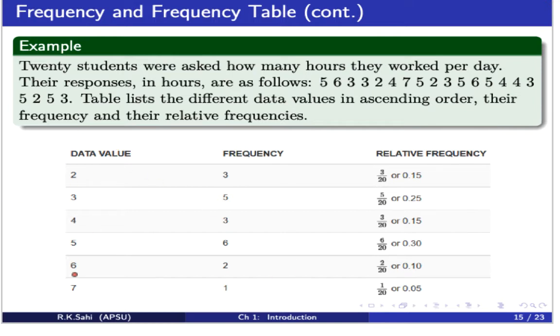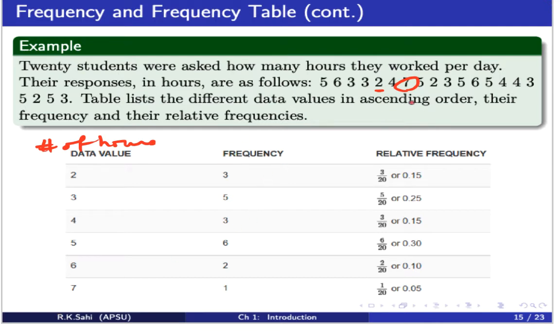In the first column of the table, we write down the data value, here the number of hours. We look at the data given to us by these 20 students and see which is the minimum and which is the highest. We find 2 was the minimum, and going around, we find 7 was the highest. So we write this down: 2, 3, 4, 5, 6, 7.